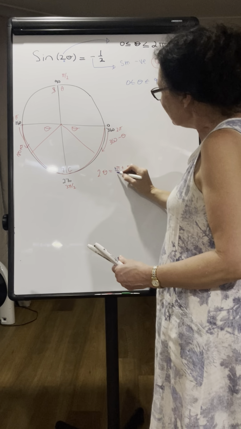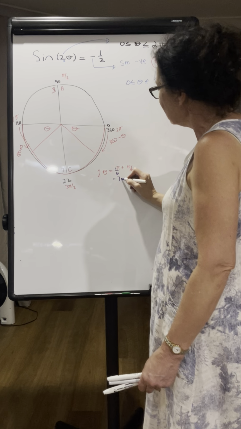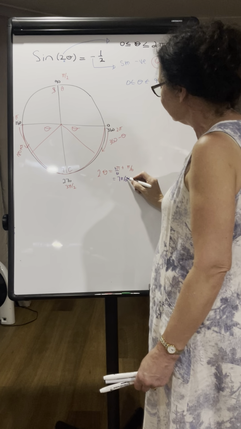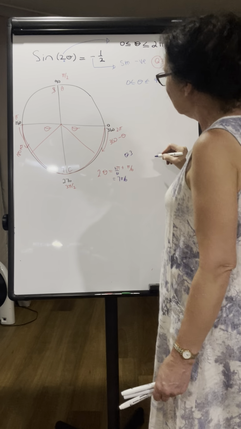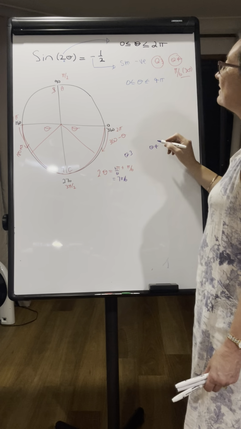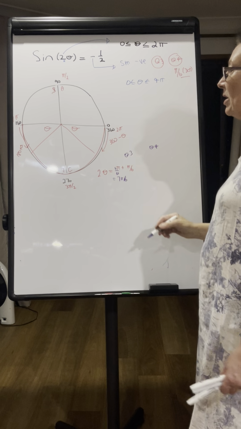Remembering fractions, make that 6 over 6. So 7 pi over 6 is one solution in quadrant 3. Let's have a look at quadrant 4. Now this is still with 2 pi.